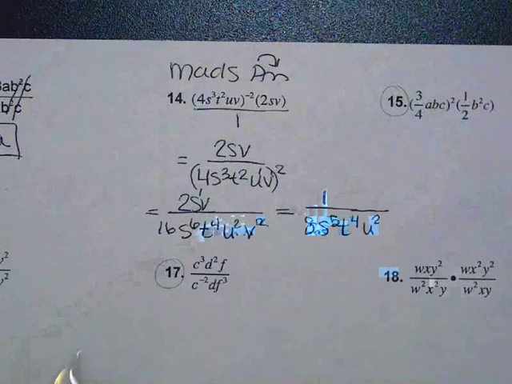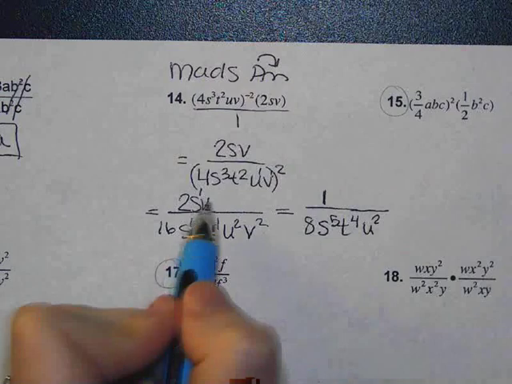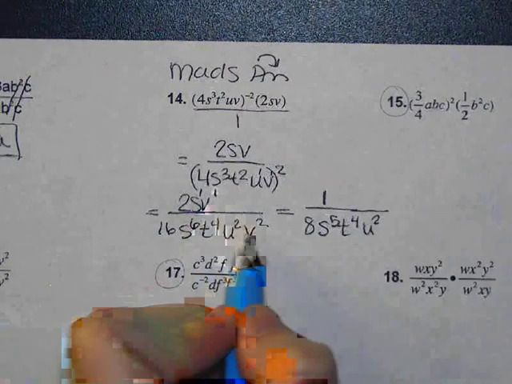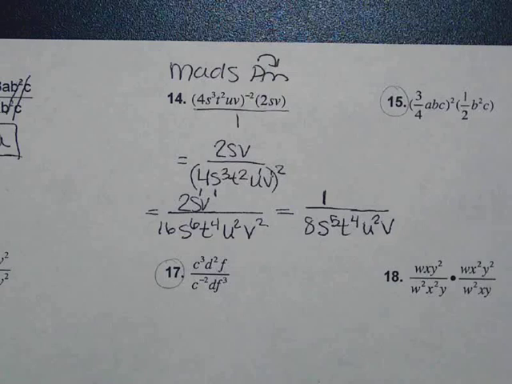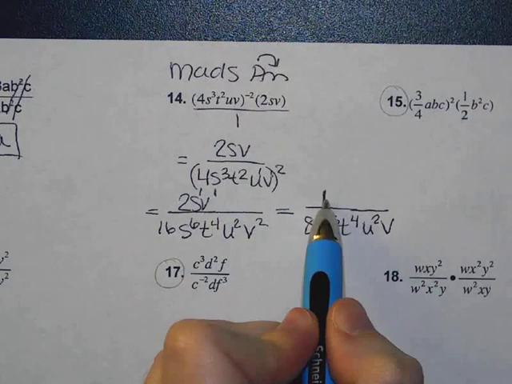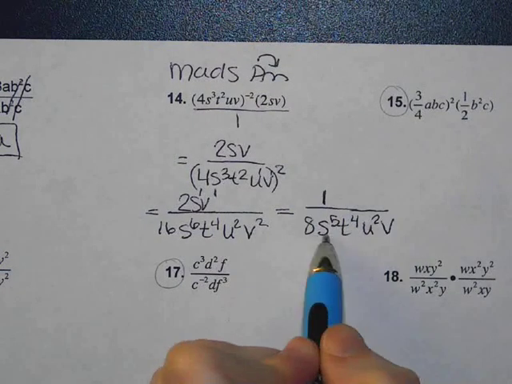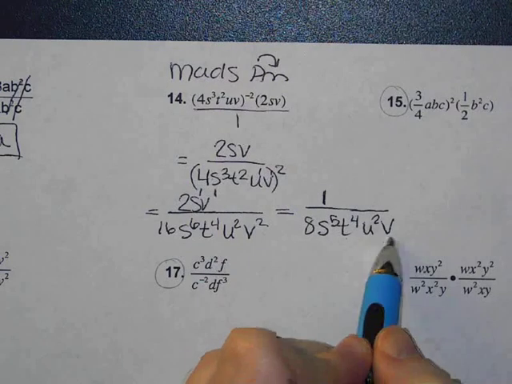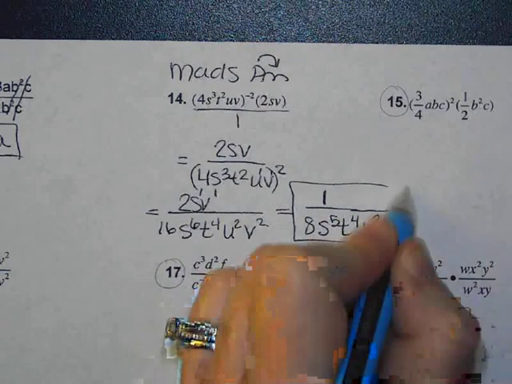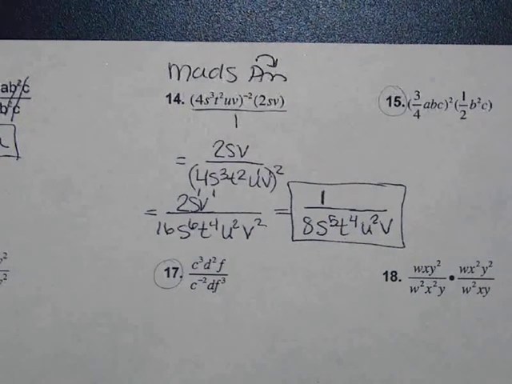I'm going to make my fraction sign a little bit longer. And then v to the first is on top and v squared is on bottom, which means I have 1 more v on the bottom. So my final answer would be 1 over 8s to the 5th, t to the 4th, u squared, v. I accidentally did 14. I totally didn't mean to.